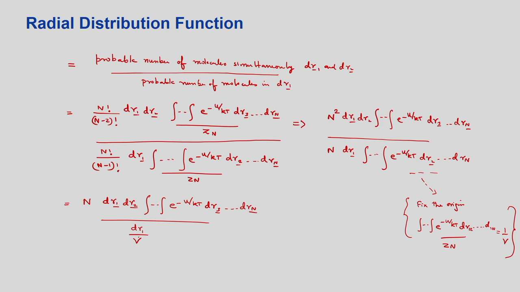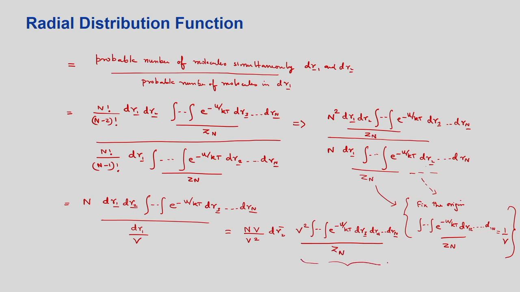In this case we have this Zn here, but when you have the Zn here, this entire term gets reduced to 1 upon V, because you fix the origin at atom 1 and convert this multidimensional integral in terms of relative distance from atom 1, since only atom 1 is constant in the denominator. So this becomes dr1 by V. If you do this correctly, it will become simply nV upon V square into dr2, e to the power of minus u by kT, by Zn.